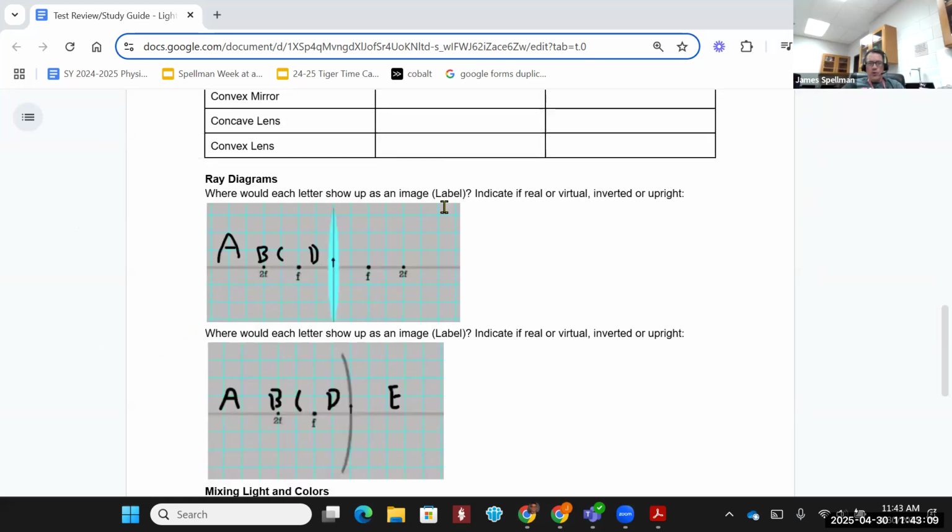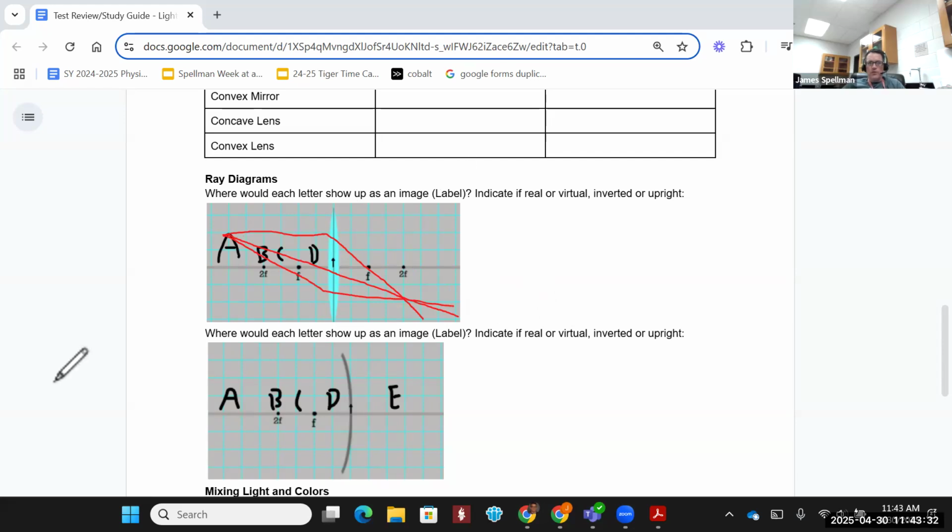All right, so ray diagrams. I'm asking where would each of these show up? We're not really worried about doing the ray diagrams themselves. However, we should have rules. The first one is supposed to go to the lens and then through the F. This one is supposed to go through the middle of the lens, and this one is supposed to go through the F and then straight across.